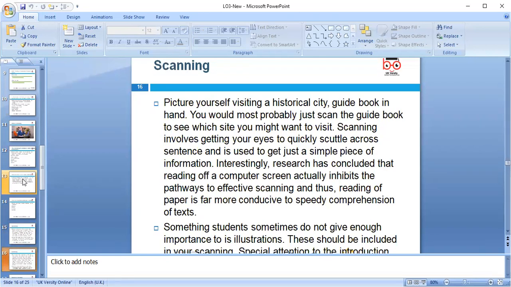Scanning is like picturing yourself visiting a historical city with a guidebook. You probably just scan the guide and see the sites you might want to visit. Scanning involves getting your eyes to move quickly across the sentences, like scanning the situation to see where you're going, what it is about, and how it looks.